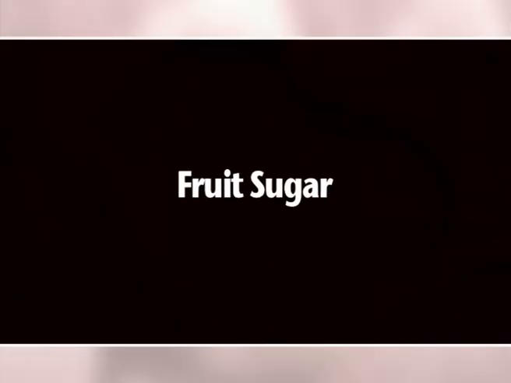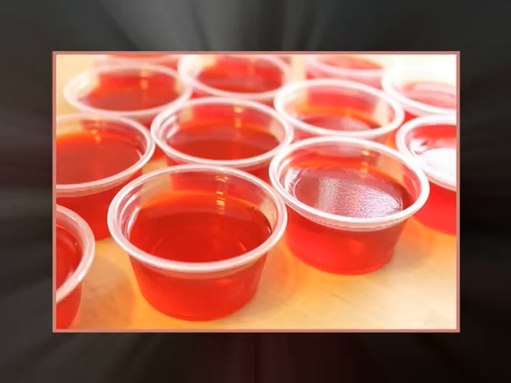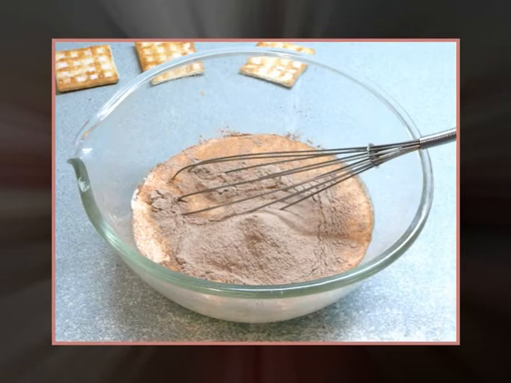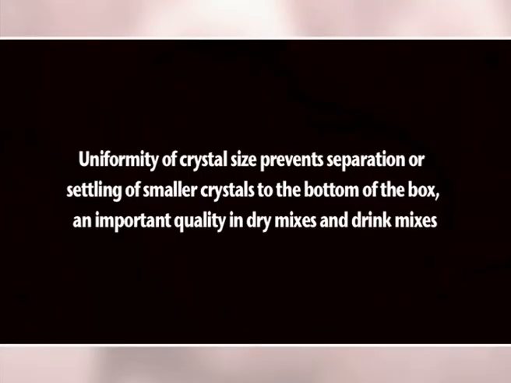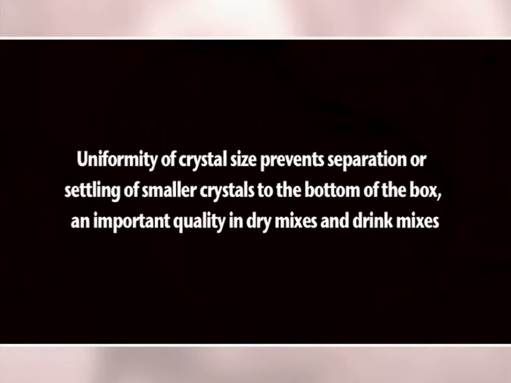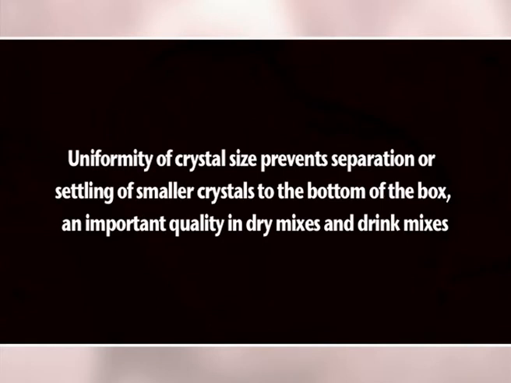Second is the fruit sugar. Fruit sugar is slightly finer than regular sugar and is used in dry mixes such as gelatin desserts, pudding mixes and drink mixes. Fruit sugar has more uniform crystal size than regular sugar. The uniformity of crystal size prevents separation or settling of smaller crystals to the bottom of the box, an important quality in dry mixes and drink mixes.